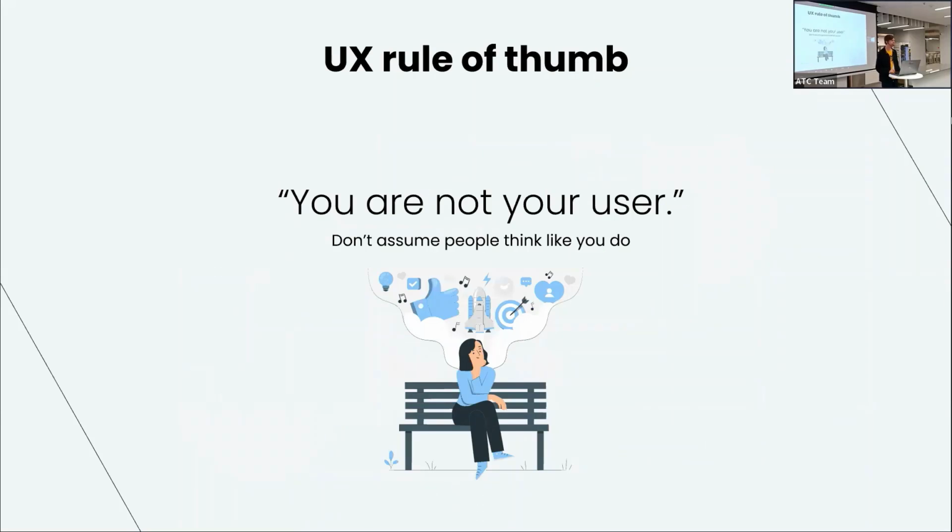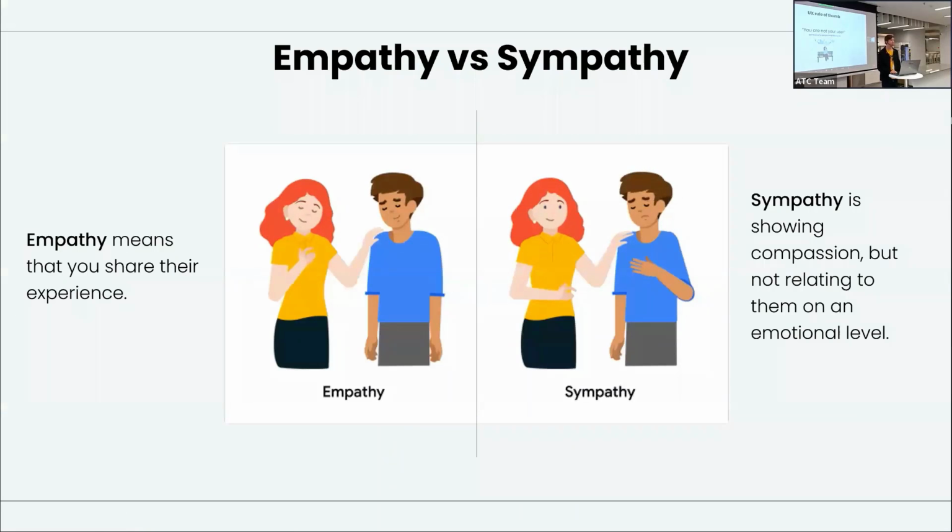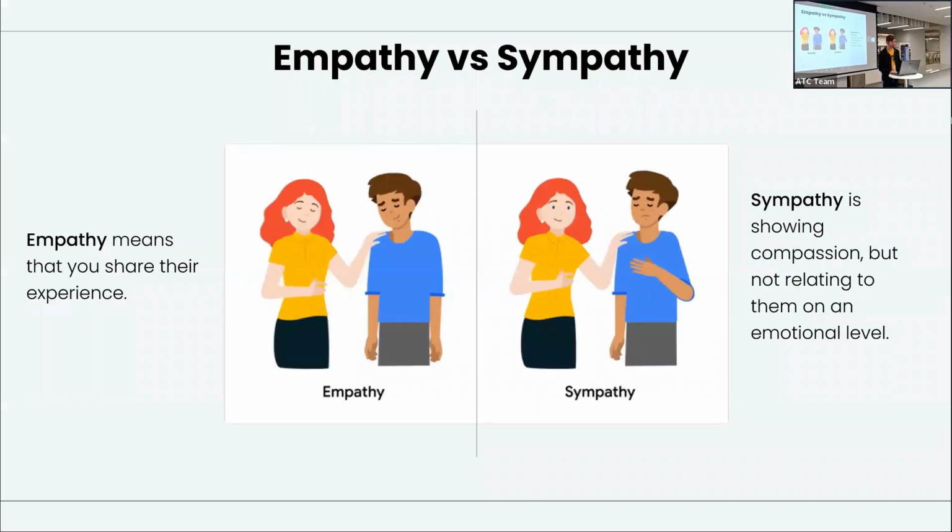So a UX rule of thumb is that you are not your user and you should never assume that people think like you think. So that is why you always need to empathize. So here you can see we have empathy versus sympathy. Empathy means that you share someone's experience, whereas sympathy is you understand their experience, but you don't actually relate. You don't feel the experience on an emotional level yourself.